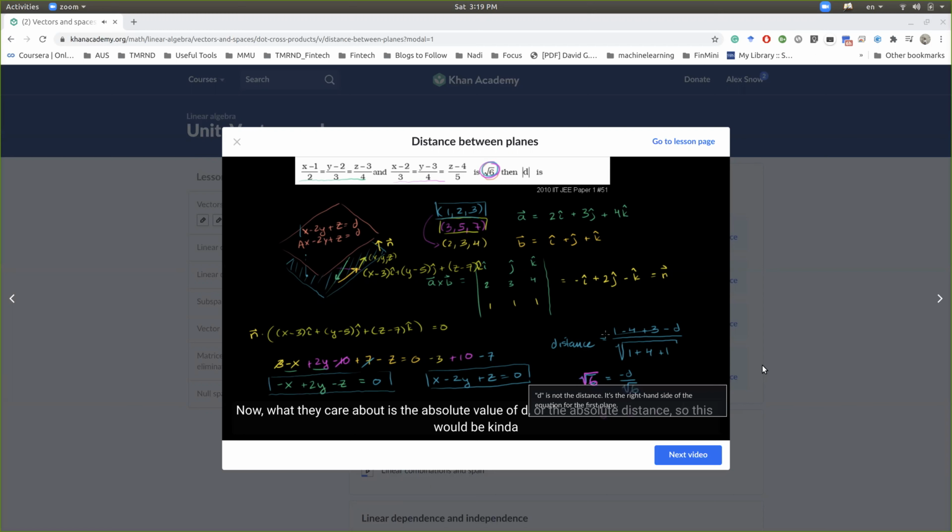Now, what they care about is the absolute value of d, or the absolute distance. And this would be kind of the signed distance. It kind of specifies whether we're above or below the plane. Below the plane, we got a negative number. I just happened to draw it right. If we were above the plane, we would get a positive number. So this distance is negative 6, the absolute value of it. The absolute value of d, which is the same thing as the absolute value of negative 6, is equal to 6. So take any point on this blue plane, and you look for the closest point on the orange plane, and they will be exactly 6 apart.